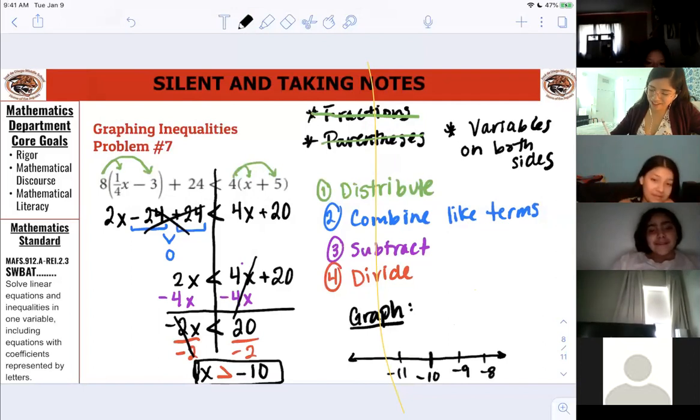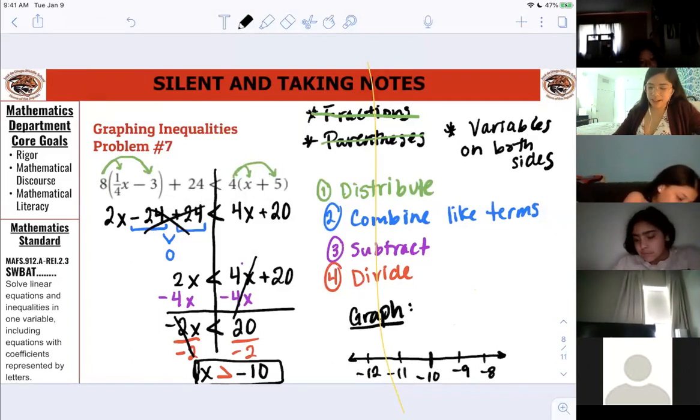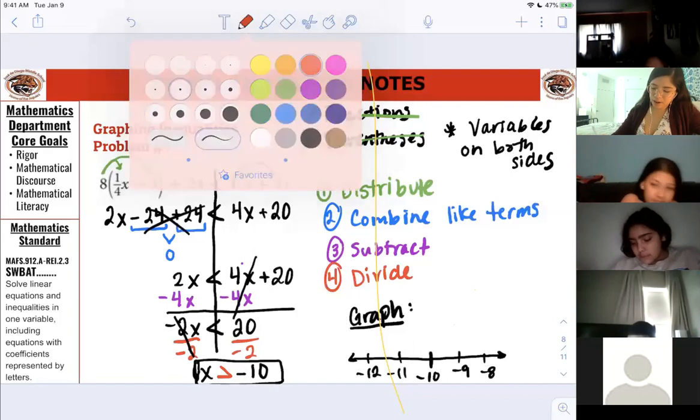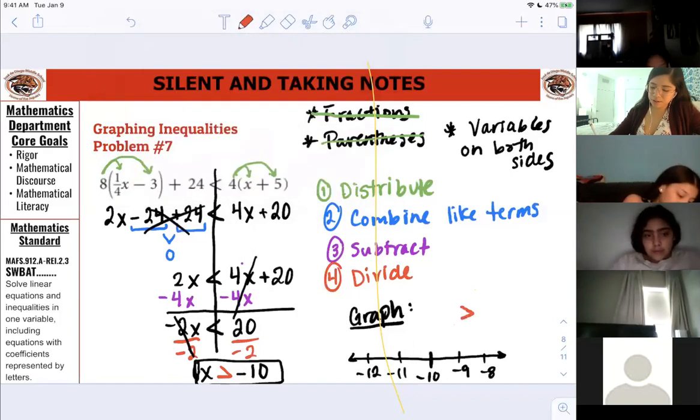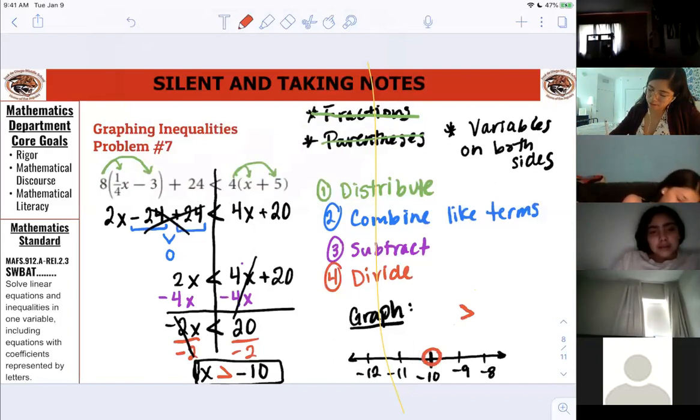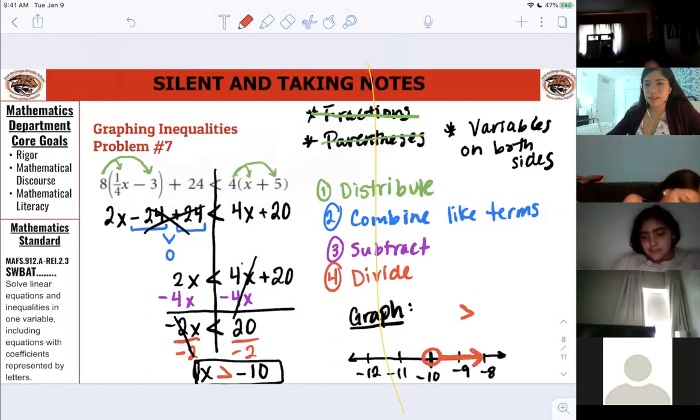All right, so here I'm gonna finish this out and graph it. I just made my little number line. Is it gonna be an open circle or a closed circle? Open, because it's greater than. There's no line underneath, right? So since there's no line underneath, that's how I know it's gonna be open. And is it pointing to the right or to the left? To the right. Good. Remember, it points in the same direction that your symbol points. My symbol points to the right, so I'm gonna go to the right.